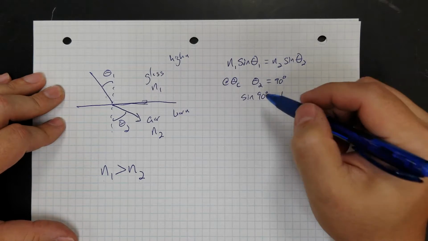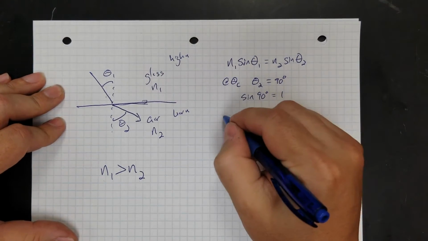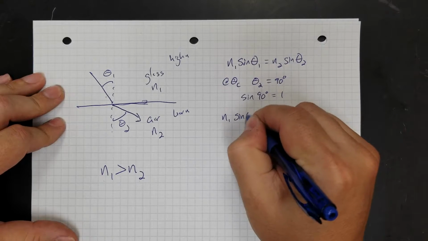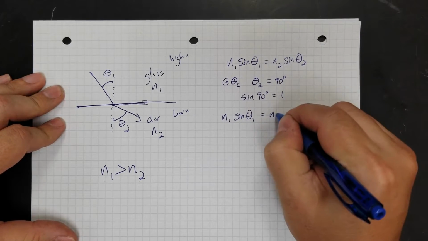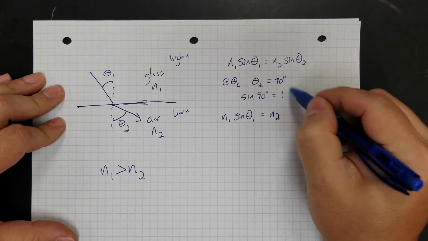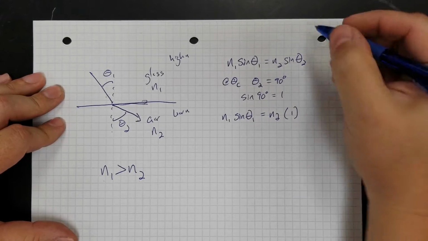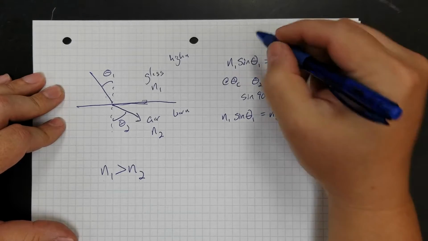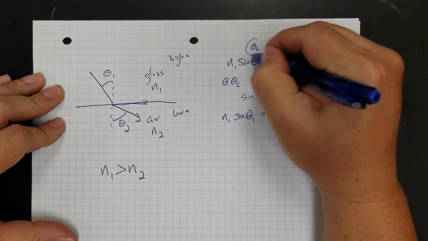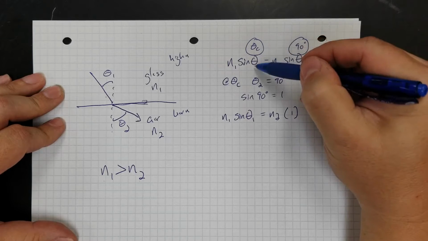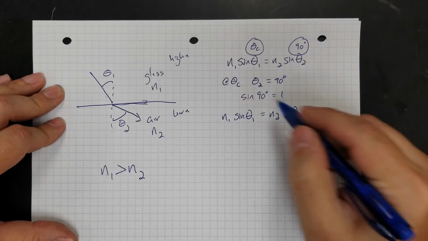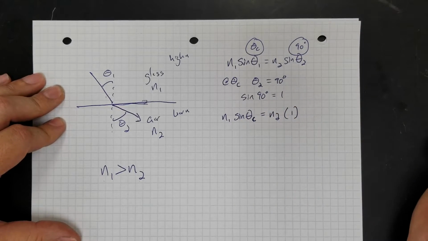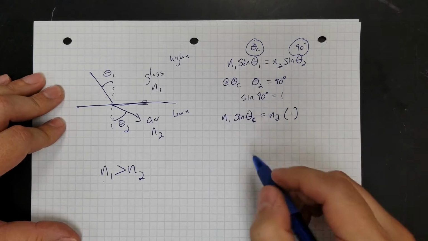So if I take this and I substitute it in here, let me rewrite this. N1 sine theta 1 equals N2 times 1, right? So what I'm doing is I'm putting 90 degrees in for theta 2, and I'm calling theta 1 the critical angle. So when the critical angle is here, this is 90 degrees, right? So let me change this. I'll make that theta c.